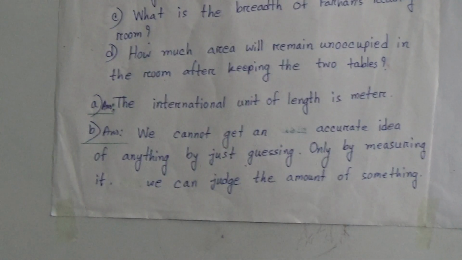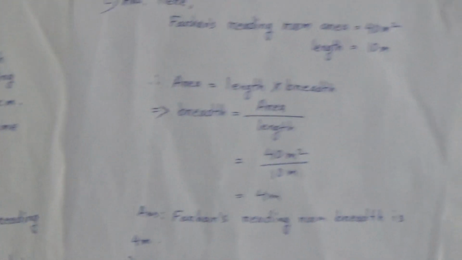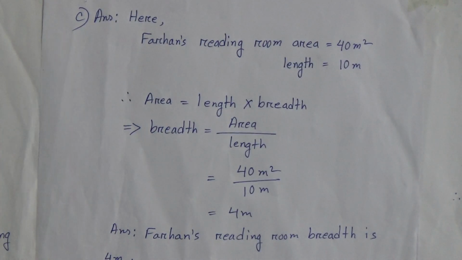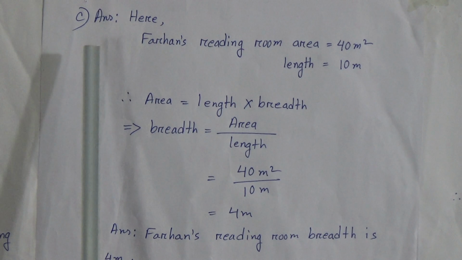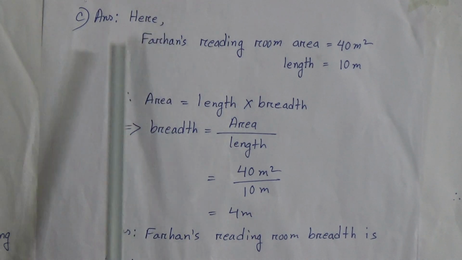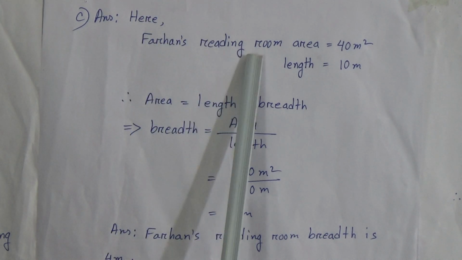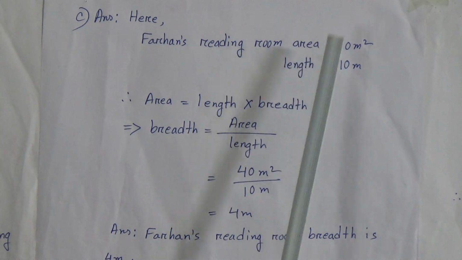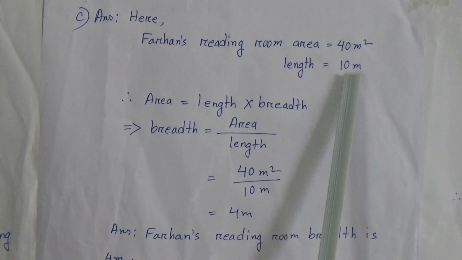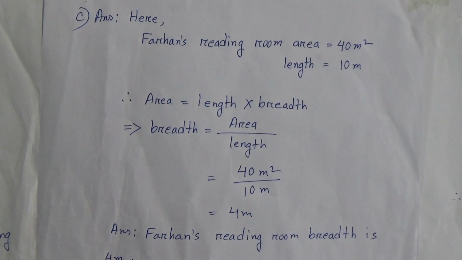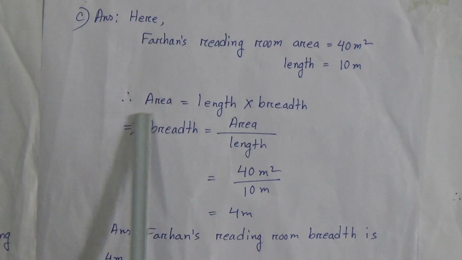Now, students, for C, here is the calculation. We have to find out Farhan's reading room breadth. Okay, for this we have to write here. Here Farhan's reading room area is given 40 meter square and length is 10 meter according to the question. And now we will find out.